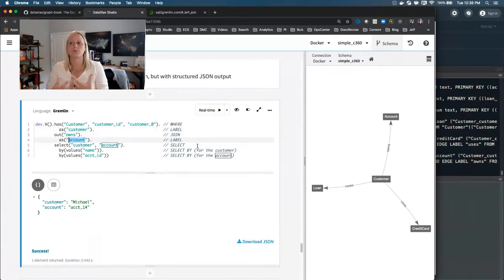Now what we want to do is a select by, or we want to actually create some shape to the JSON that you're going to return from this result. And that's what's happening on lines 5, 6, and 7. So on line 5, you're going to say, I want to select the customer and the account label. So now you've selected 2 labels. Line 6 is what you do to the first label. Line 7 is what you do to the second label. They're applied in a round robin fashion.